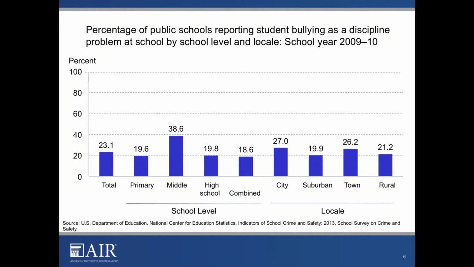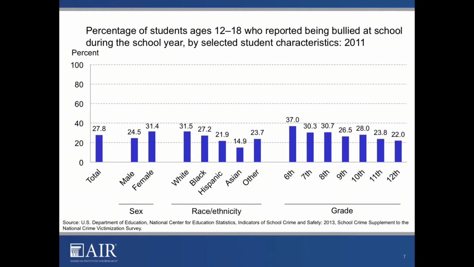Now, this covers the school level data, and let's take a look at the data that students report using the School Crime Supplement to the National Crime Victimization Survey. Specifically, we're looking at the percentage of students ages 12 through 18 who reported being bullied at school during the school year for 2011. Unfortunately, I am working with the 2013 data right now.